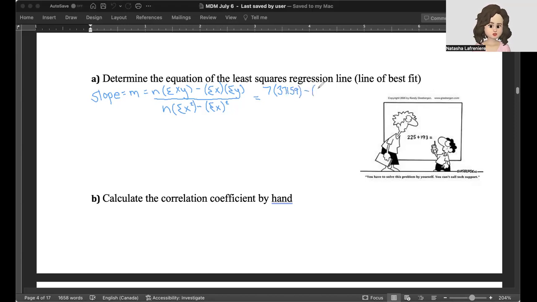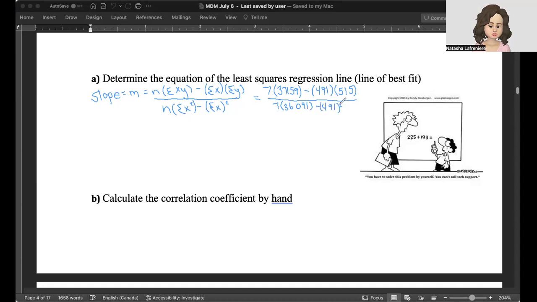Okay, so I'm just going off of what we found in the table. You'll have to go back and look. Okay, your n is your 7. So these are all numbers that we found up there.